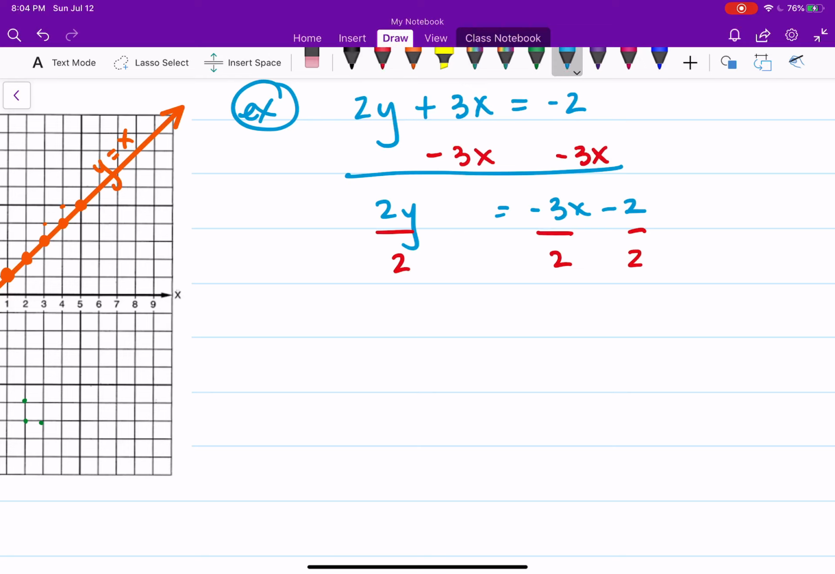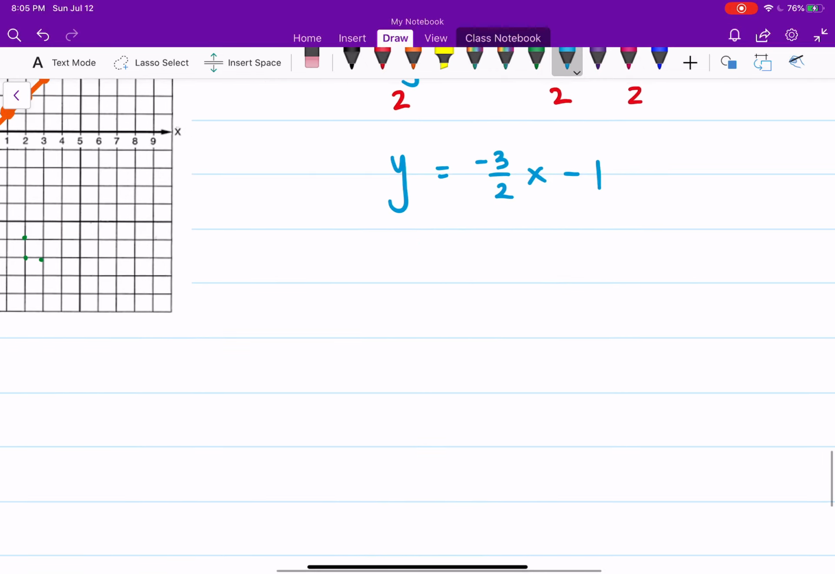So that means my equation is y is equal to negative 3 halves x minus 1. So if I can divide the two numbers like negative 2 and 2 and get negative 1, great. However, negative 3 divided by 2 is like negative 1.5. I don't want negative 1.5. I want to keep it as a fraction. So negative 3 halves, I'm just going to keep. So what does this say? It says that my y-intercept is (0, negative 1), and my slope is negative 3 over 2.